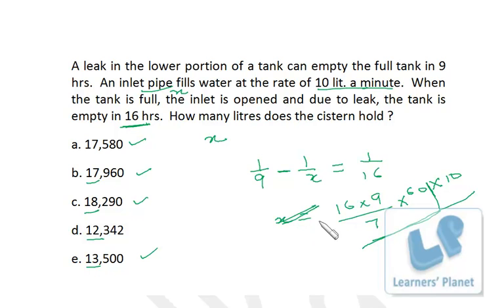Now 16 into 9, that is 144. 144 divided by 7. 7 2s are 14. Then we are left with 4. So it will be 20 point something, and 20 into 6, the calculation will be approximately 12,000 and something because of these 2 zeros. So we have this one option. This is how you can solve this sum. I hope you are clear.